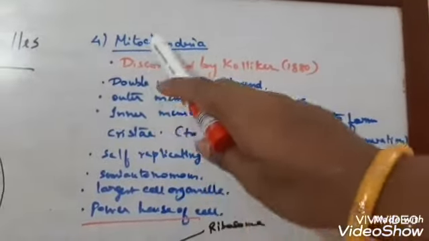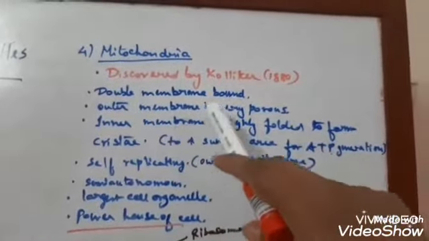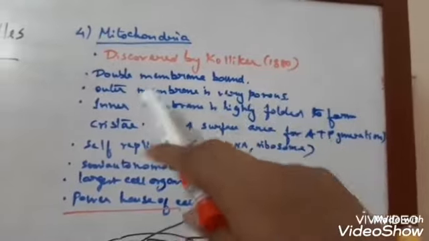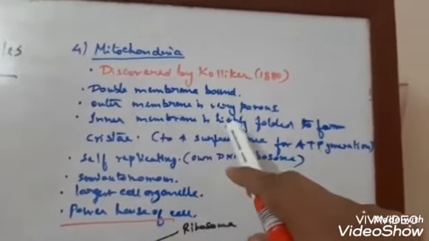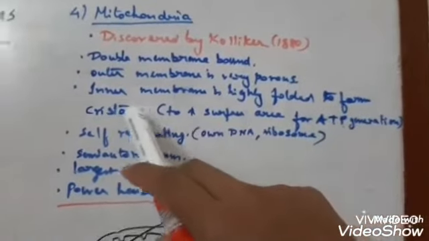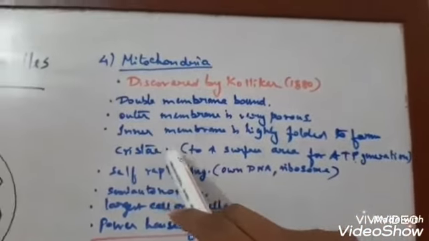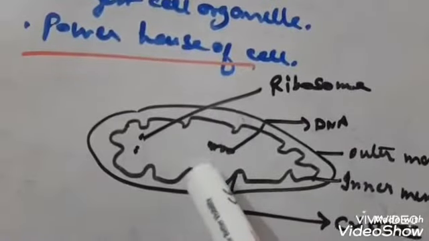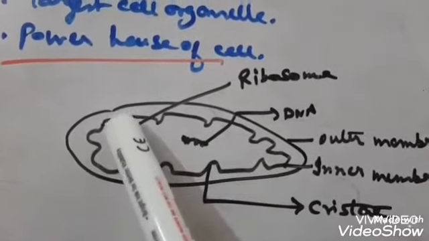Now the mitochondrial outer membrane is very porous and continuous, while the inner membrane is highly folded. This folding forms cristae. These cristae are present in order to increase the surface area. You can see I have drawn the diagram. This is the outer membrane which is continuous, and this is the inner membrane forming cristae.